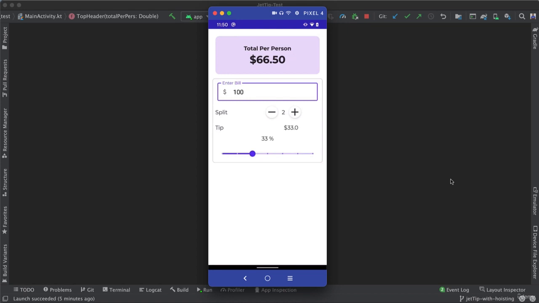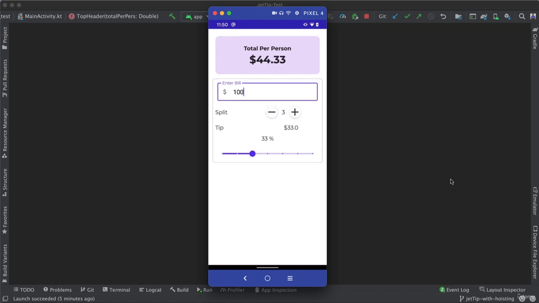So for 2 people, $100, and we want to tip 33%. We can add 33 to 100. That's 133 divided by 2. It's 66.50. And we can add, of course, depending on how many people decided to join the party, we can keep adding the split. So in this case, 5.